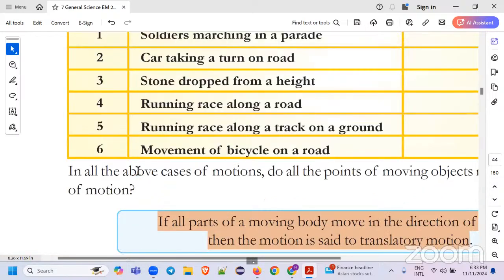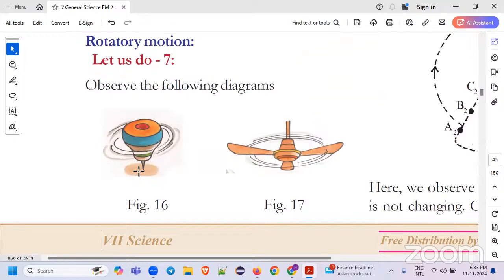For example, any object which moves linearly on the road or on a path or in air, wherever it is, if all parts of the body move along the same path, then we say it is a translatory motion.